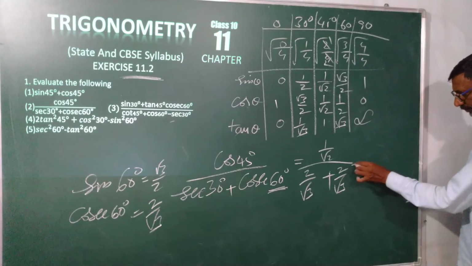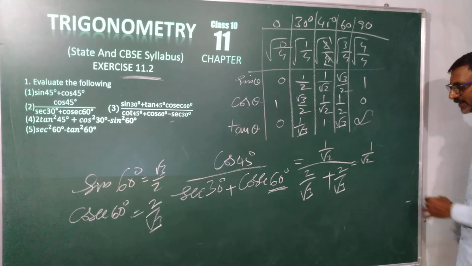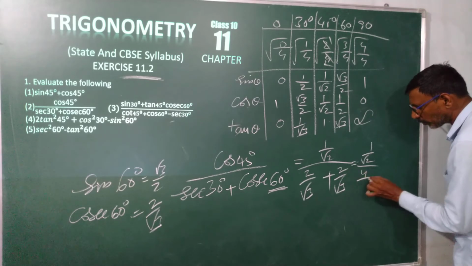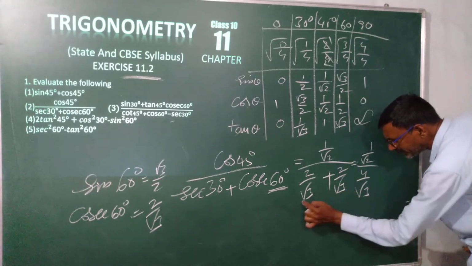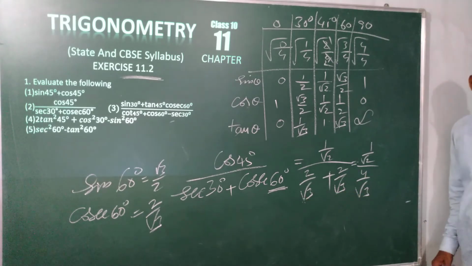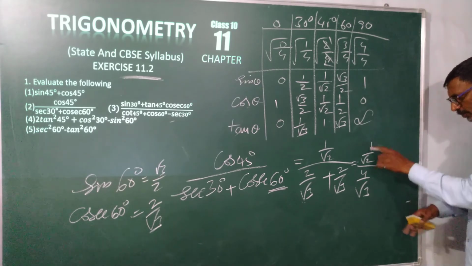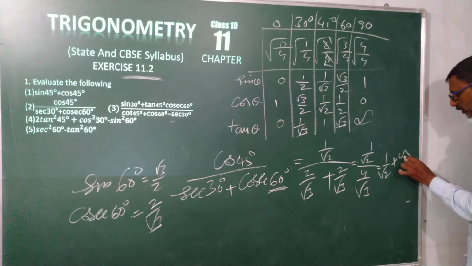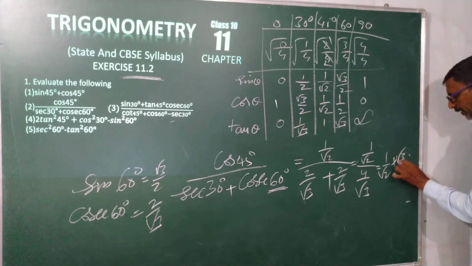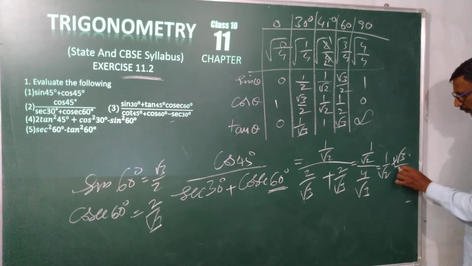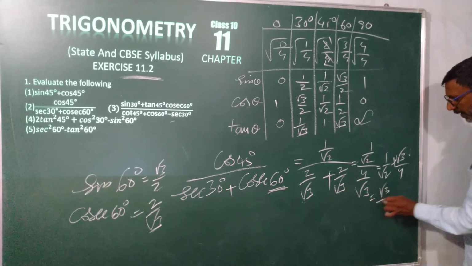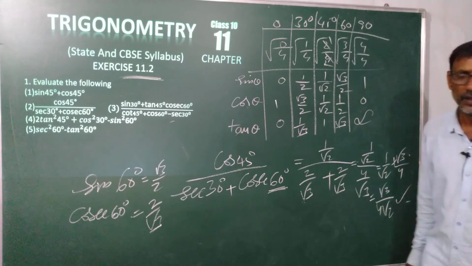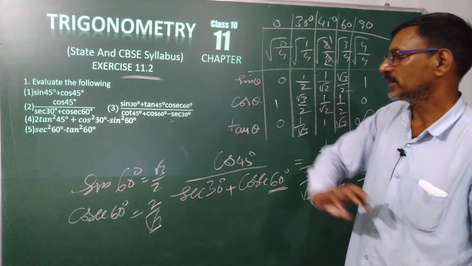Now write it down. 1 by root 2 as it is, divided by 2 plus 2, 4 by root 3, because these denominators are equal. Now its reciprocal multiplied by this: 1 by root 2 into root 3 by 4. That is equal to root 3 by 4 root 2. This is my last. We can solve the remaining problems in the next video.